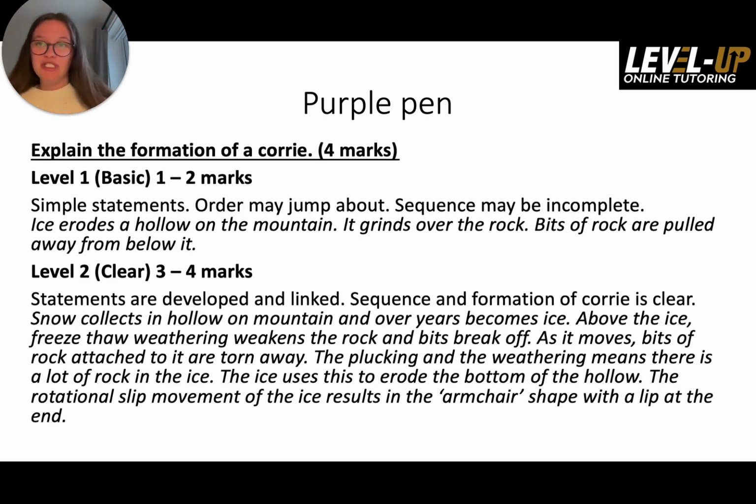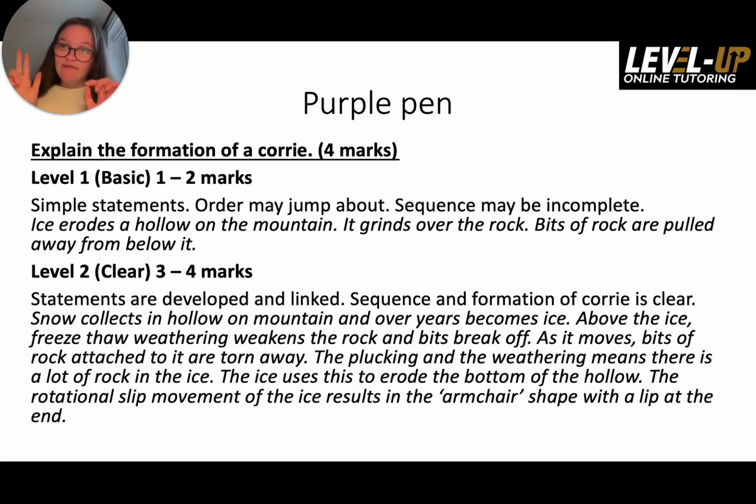And then your second question, explain the formation of a corrie. Step 1. Snow collects on a hollow on a mountain and over years it becomes ice. 1 mark. Above the ice, freeze-thaw weathering weakens the rock and breaks bits off. As it moves, bits of rock are attached to it and are worn away. Point 2. Plucking and the weathering means there is a lot of rock in the ice. The ice uses this to erode the bottom of the hollow.